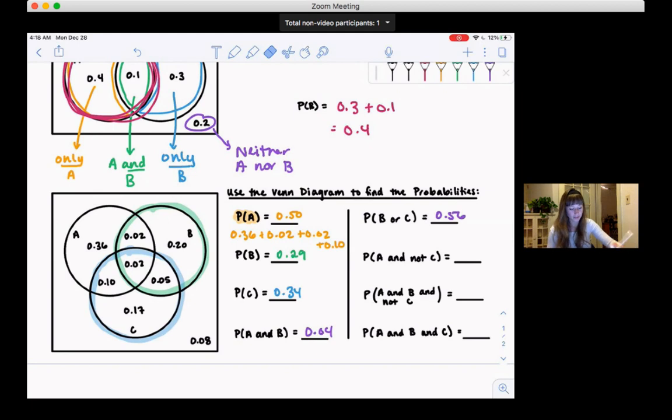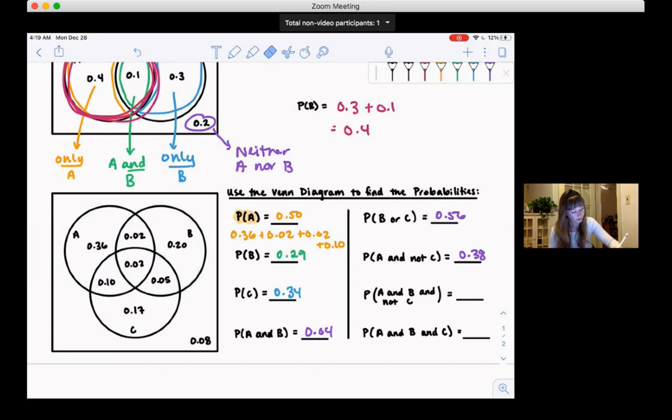A and not C. So we need to be in the A circle but outside the C circle. That could be here or it could be here. Those are both within A but outside of C. So that's 0.36 plus 0.02, which is 0.38.